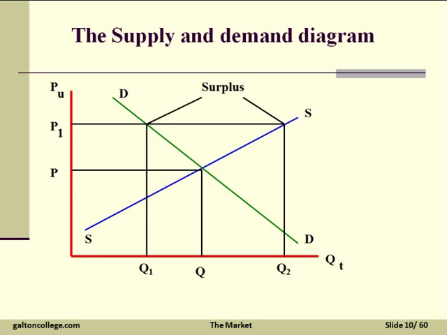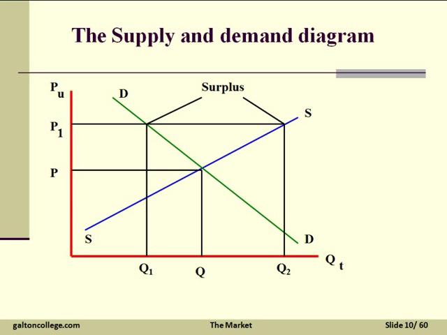So two things are happening here. One, the demand is expanding because the price is falling, and because the price is falling, the supply is also being restricted. Both of these acting together leads us down to the equilibrium price.